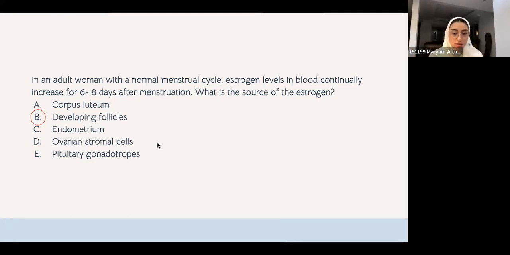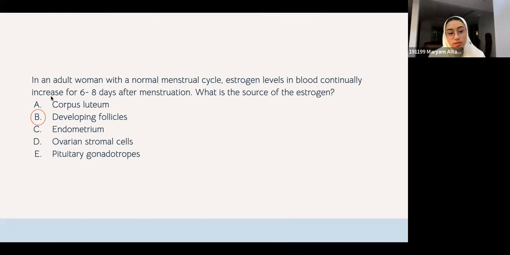So our developing follicles are producing our estrogen levels. Why is estrogen being produced? Remember, your pituitary gland is going to have an increase in FSH and LH, but more FSH in this case. And that's going to stimulate our granulosa cells and our theca cells, where our theca cells are going to produce our androstenedione, remember, and then by the aromatase enzyme in the granulosa cells, that's going to become estradiol. So that's the key process here. So that's what's causing our estrogen to increase in the first 6 to 8 days after menstruation.